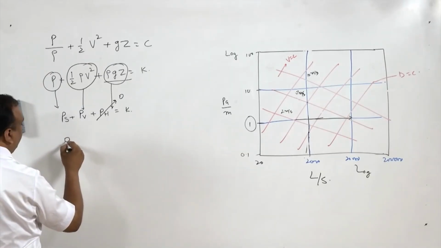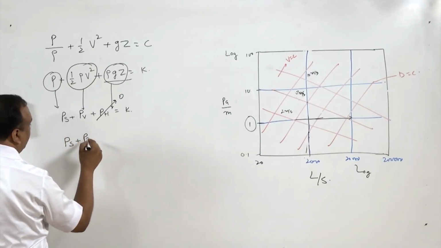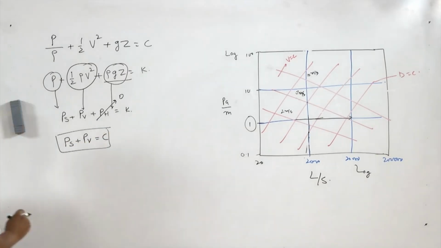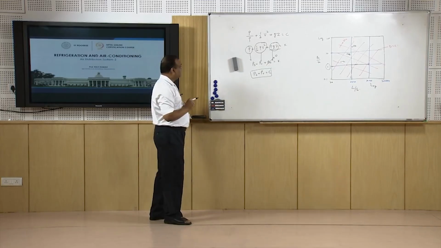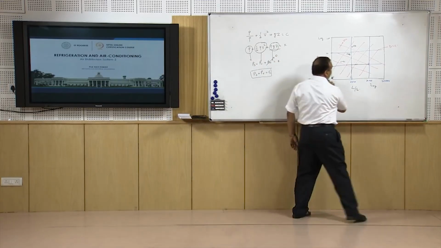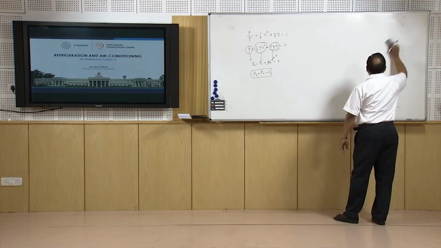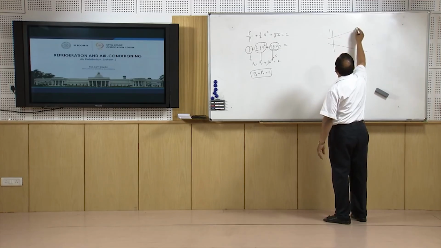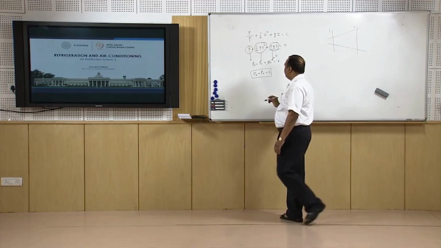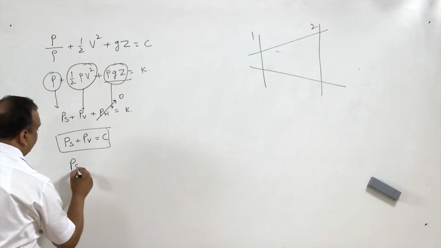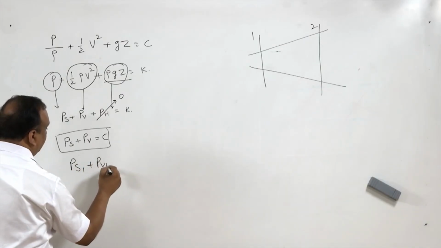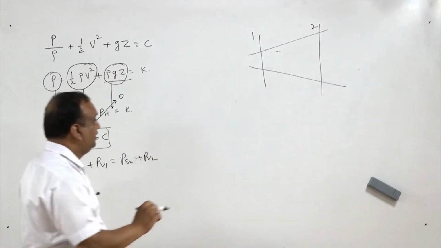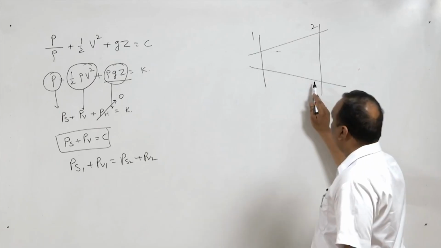Normally for flow through a duct, static pressure plus dynamic pressure is assumed to be constant. This is an ideal condition. Suppose there is a diverging section, with state 1 and state 2. In the diverging section, PS1 plus PV1 is equal to PS2 plus PV2, provided there is no friction pressure drop.